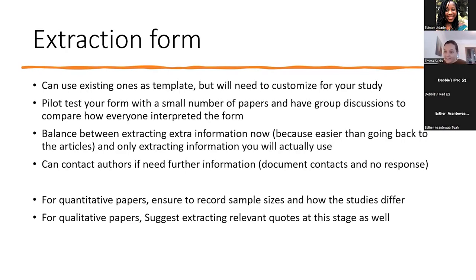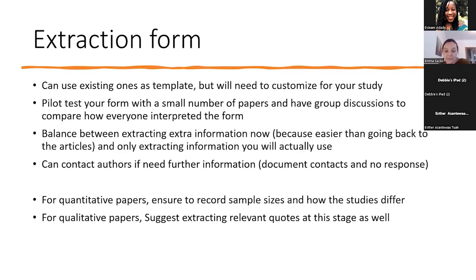There's a little bit of a balance between extracting extra information at this stage, right? While you're reading the paper and doing the extraction form, it can be easier to extract extra information rather than having to go back and find that paper later if you decide you want to look at something else. But you don't want to go overboard and waste time extracting information you're not going to use. It is possible also to contact authors if there's something unclear, or you think they may have supplemental data or something.